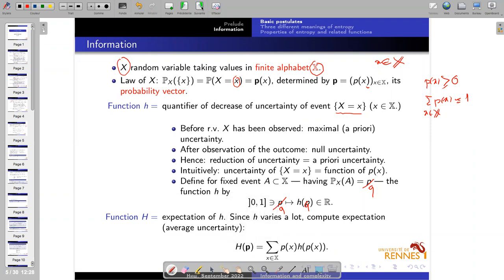Explanation of why the reduction of uncertainty is equal to the a priori uncertainty. Okay, say it again.